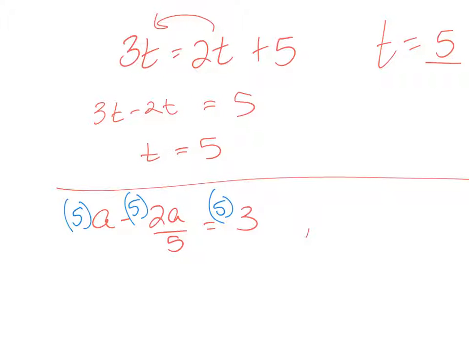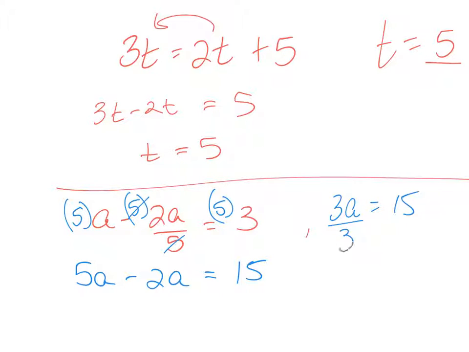But you can check your work. If you get the wrong answer and you can't figure out why, come see me, okay? So now we have 5a. This 5 and this 5 bite the dust. Minus 2a equals 15. Now you can combine the a's. So you have 3a equals 15. Now it's easy. Divide by 3. A equals 5. Perfect.